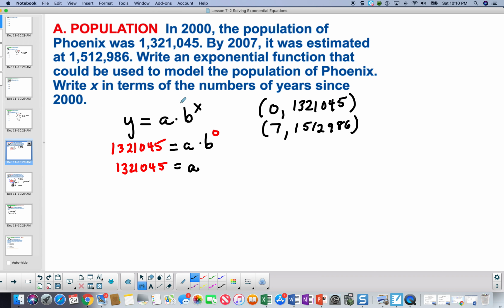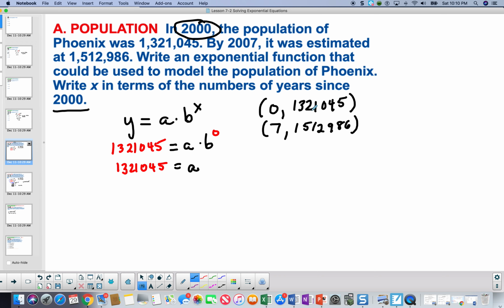Let's take a look at an applied problem. Here is the general exponential equation. And it says in 2000 the population was this amount. In 2007 it was this amount. Write an exponential function that can be used to model the population of Phoenix. Write x in terms of the number of years since 2000. So we're going to let 2000 be our 0, our initial value, and then this is the value at 2000. 7 years later, notice I don't write 2007, but 7 years later, this will be the population. So I have 2 points right here.